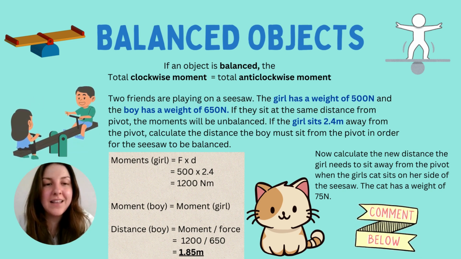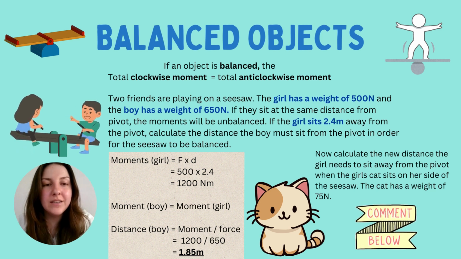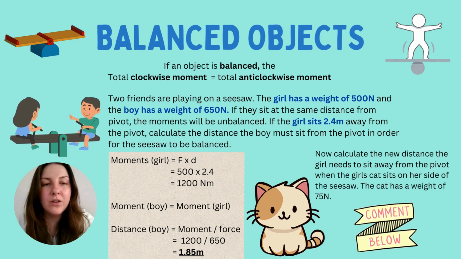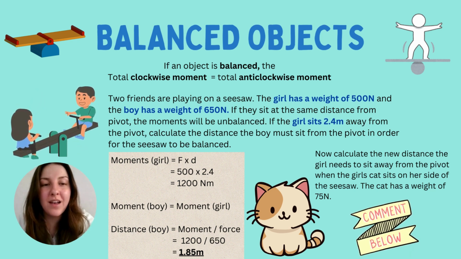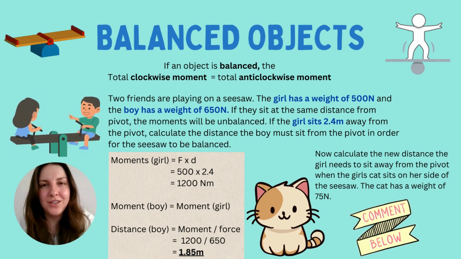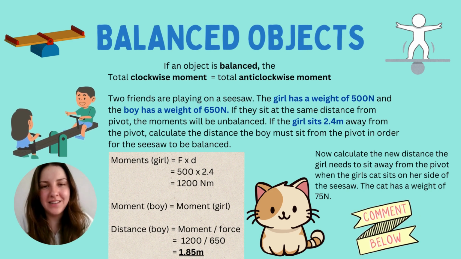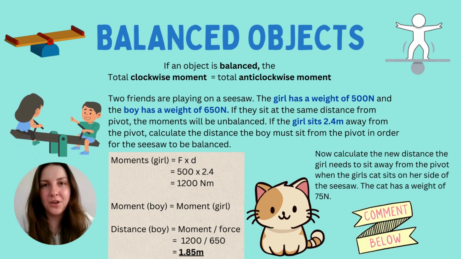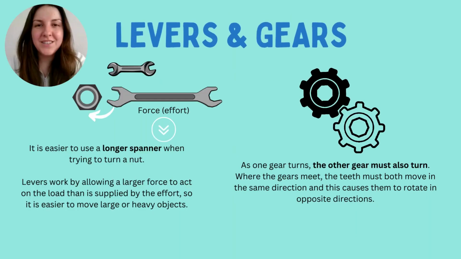It says now calculate the new distance the girl needs to sit away from the pivot when the girl's cat sits on her side of the seesaw. The cat has a weight of 75 newtons. Again, I will leave the answer in the description box for you, but do have a go. I'd love to hear from you.